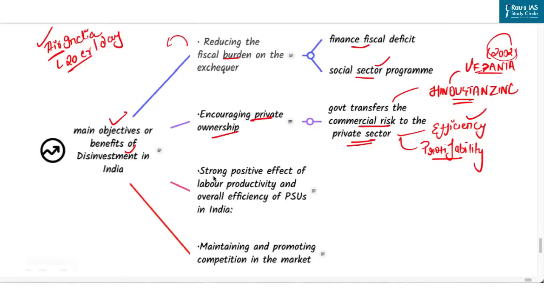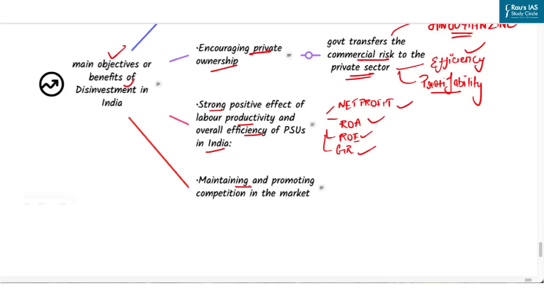The next benefit is a strong positive effect on labor productivity and the overall efficiency of PSUs in India. Post-privatization, the performance of the privatized entity improves significantly in terms of net worth, net profit, return on assets, return on equity, and gross revenue. The next benefit is maintaining and promoting competition in the market. Let's understand this with the help of an example.